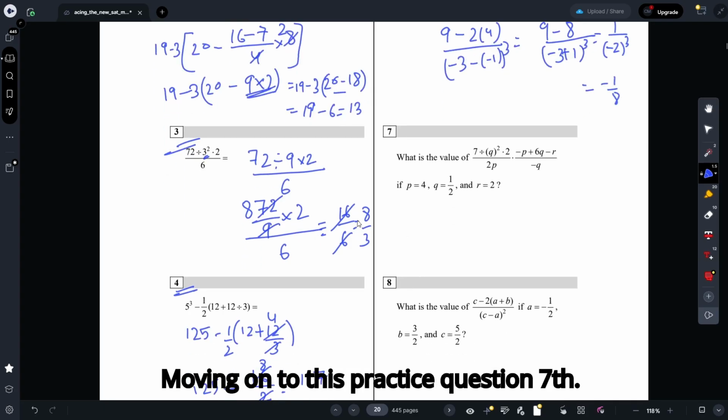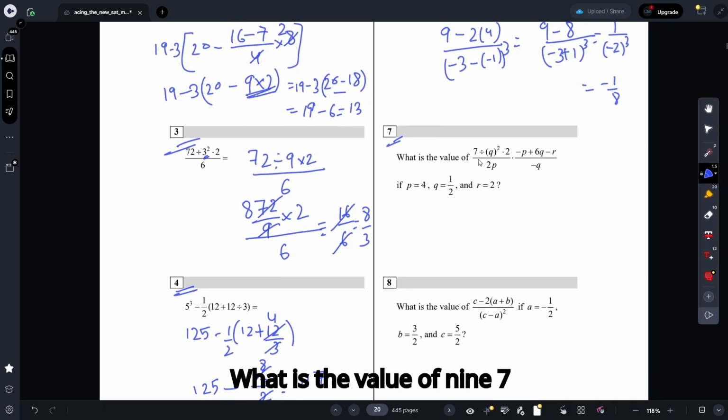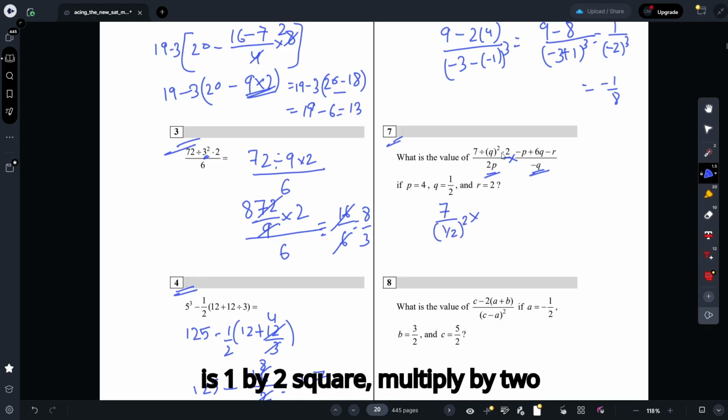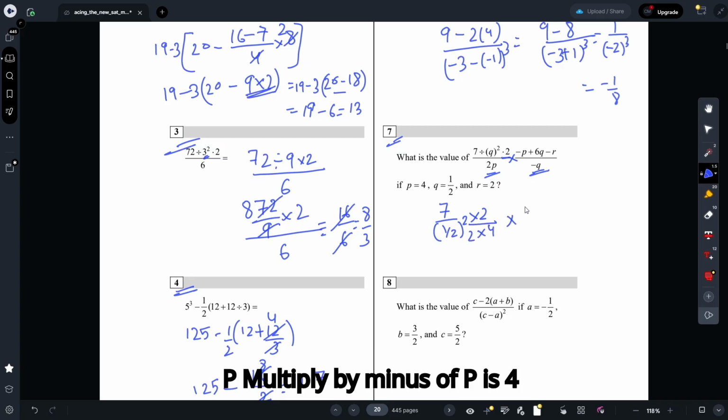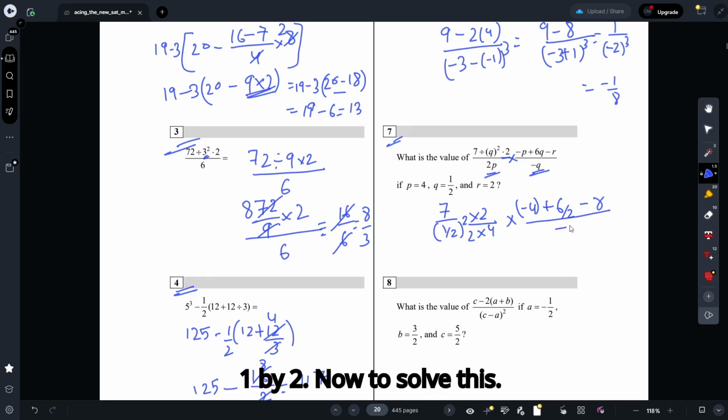Moving on to this practice question 7th. What is the value of 7 divided by q square into 2 upon 2p multiplied by minus p plus 6q minus r upon minus q? Now putting the value, 7 divided by q square. Q square is 1 by 2 square, multiplied by 2, and this whole is divided by 2 into p, multiplied by minus of p. P is 4, plus 6 into q. Q is 1 by 2, minus r is 2, upon minus q is 1 by 2.